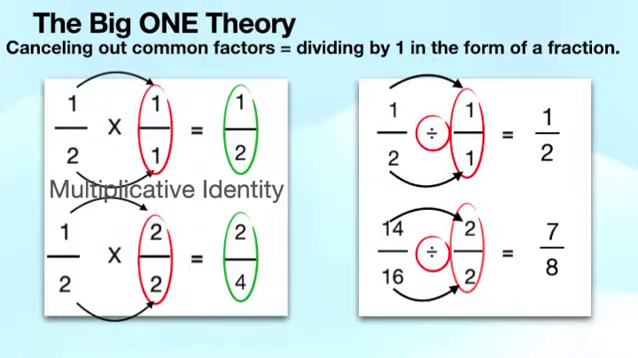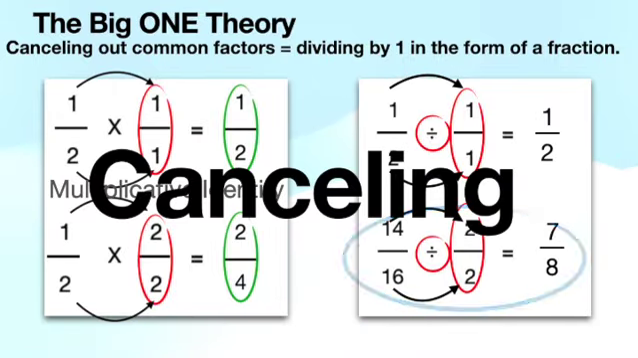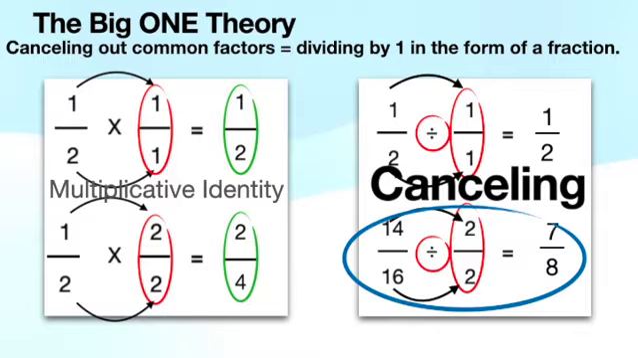When we talked about simplifying, you would divide by 1 in the form of a common factor over itself. So in the case of 14 and 16, they both have a common factor of 2, so you divide by 1 in the form of 2 over 2, getting you 7/8. That is the exact same idea behind canceling.